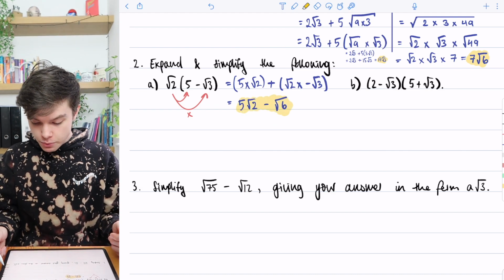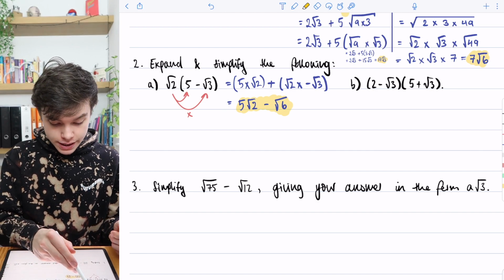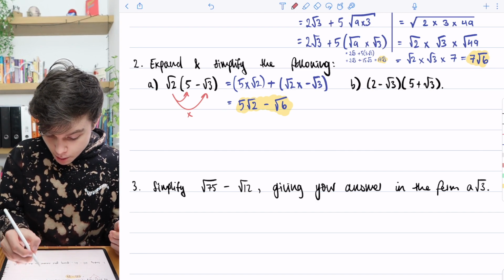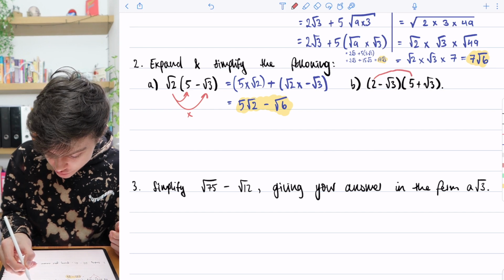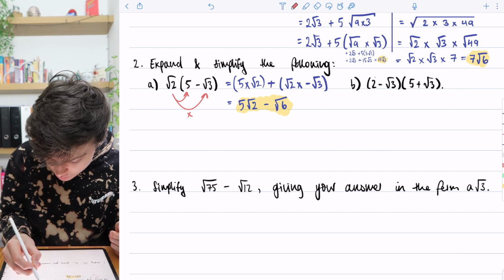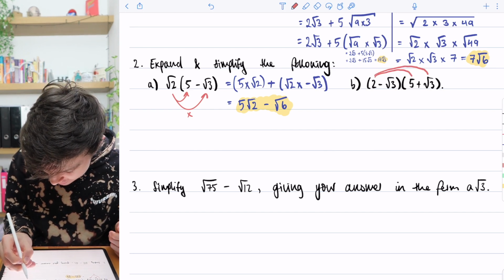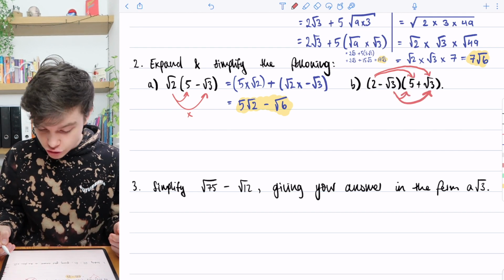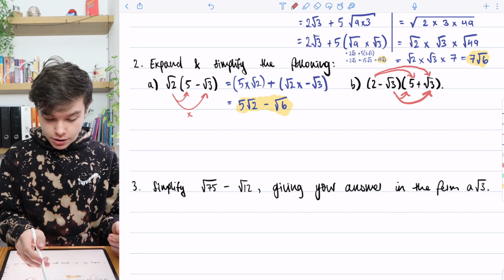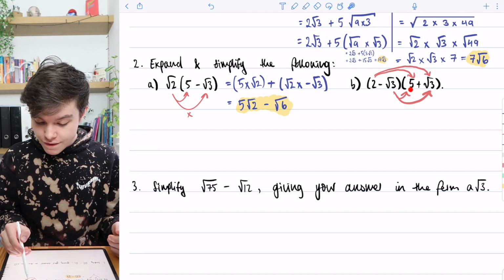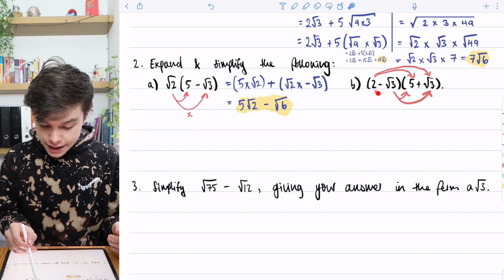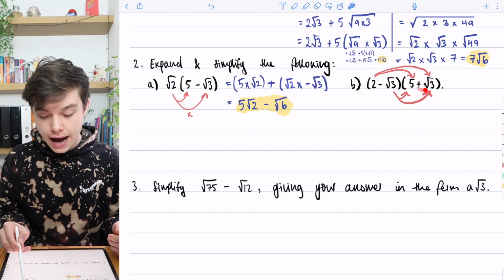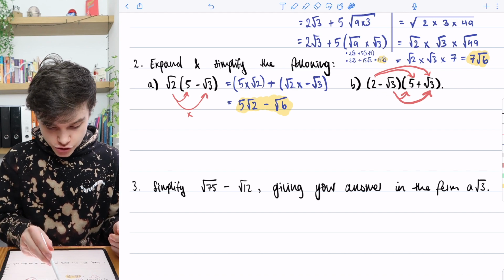Alright, look at B, we've got double brackets here, so what we need to do is multiply everything in the first term by everything in the second term, or second bracket. So we're going to multiply the 2 by the 5 and the root 3, and then the minus root 3 by the 5 and the root 3. So let's do the 2 first.